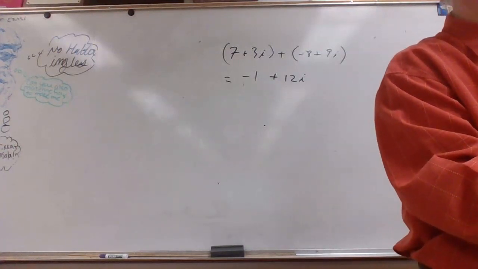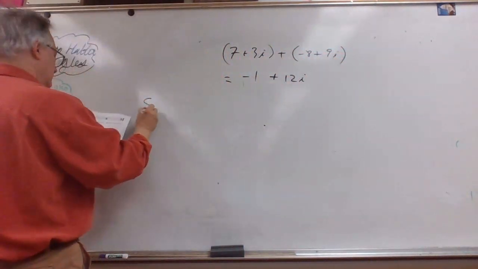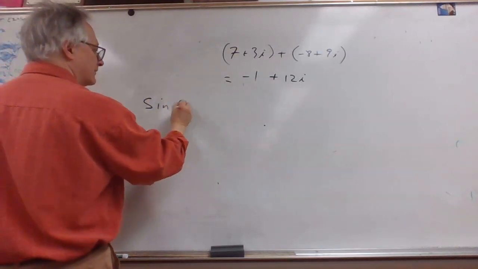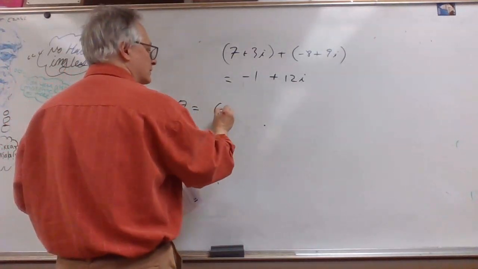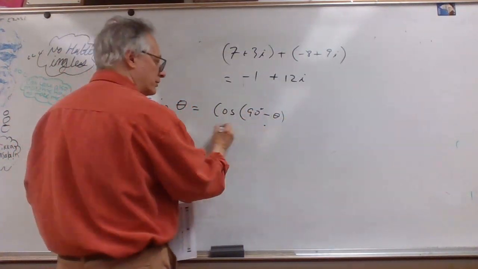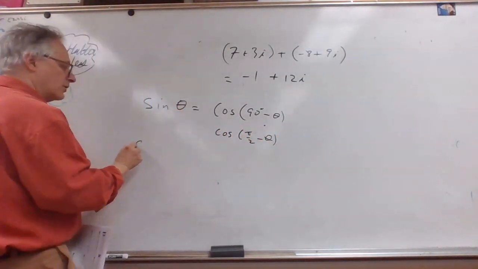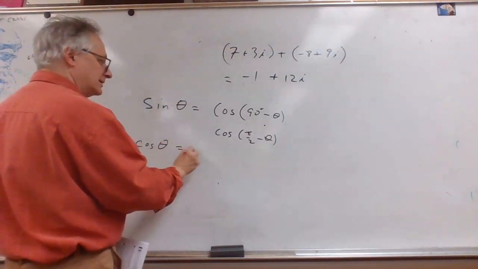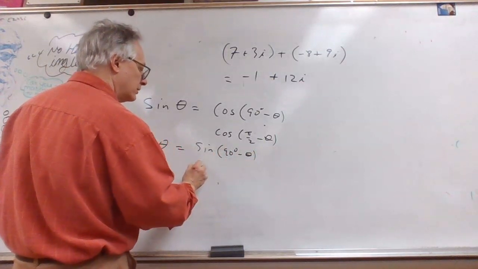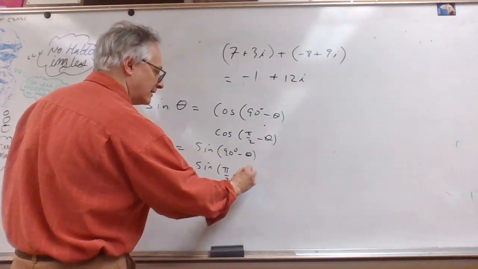Mm-hmm. Now remember this relationship. The sine of an angle theta is equal to cosine of 90 degrees minus theta, or the cosine of pi over 2 minus theta. Cosine of theta is equal to the sine of 90 degrees minus theta, or also the sine of pi over 2 minus theta.